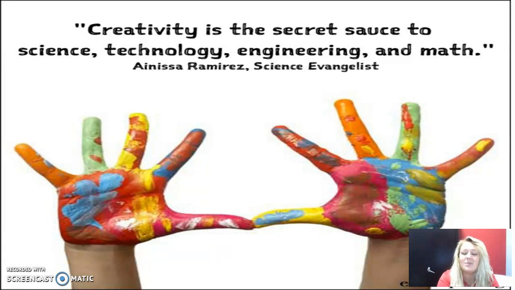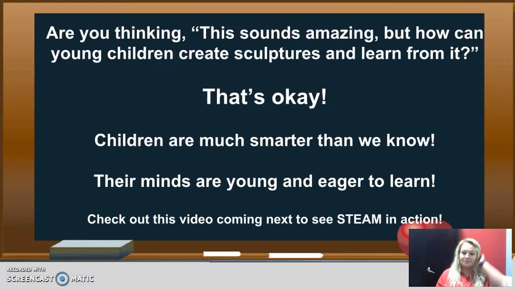It's going to be effective, but with that art, it's going to be phenomenal. It's going to grow so much more, and you're going to get much better results and amazing positive feedback on that. So you may be thinking, this sounds amazing, but how can young children create sculptures and learn from it? How can my 3-year-old hold something and sculpt something and learn from it?